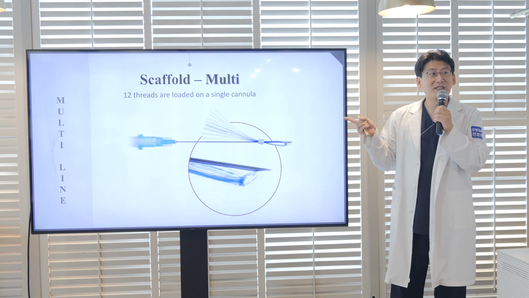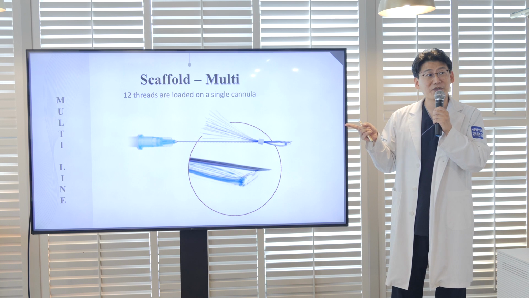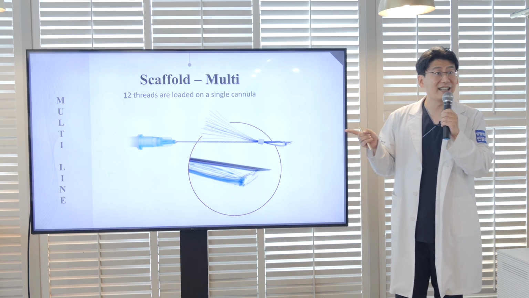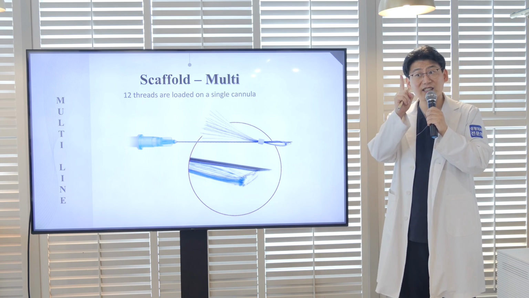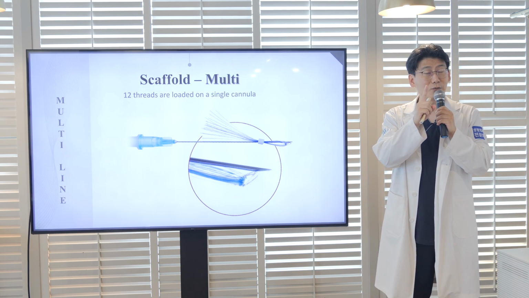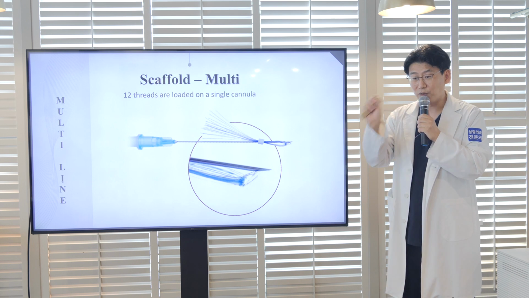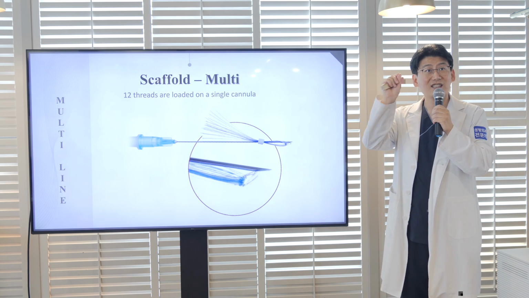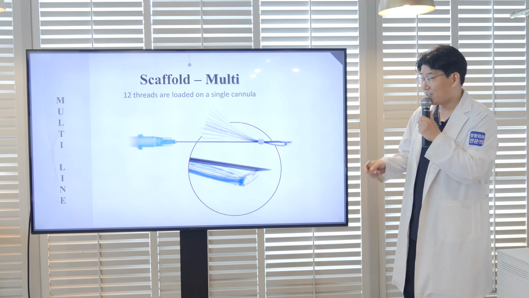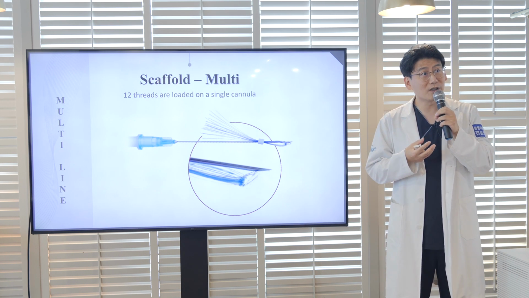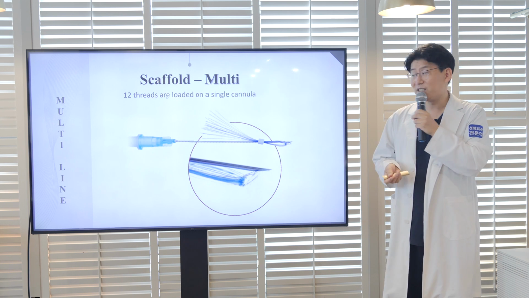This is the first model of scaffold type thread, multi-line. 12 threads are loaded on a single cannula or a single needle. So if you insert one cannula, you can insert 12 mono threads. Very convenient. It can make volume by the synthesis of collagen.